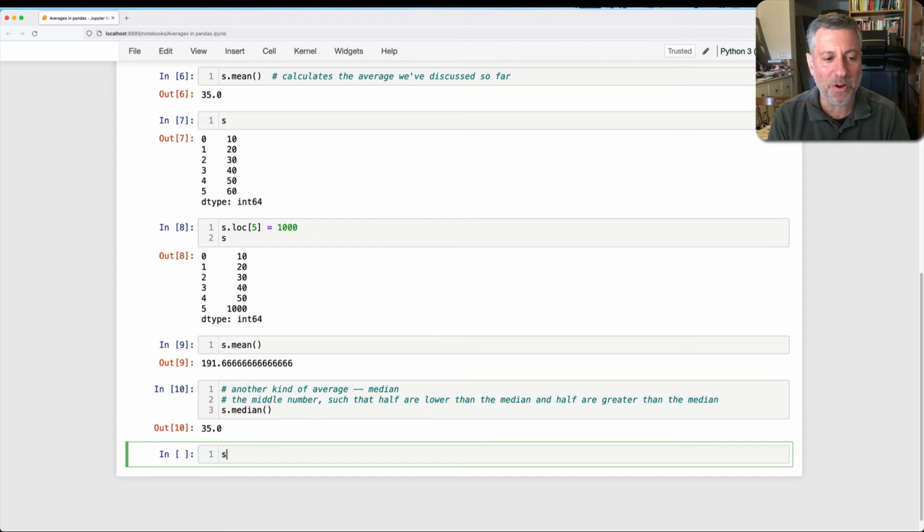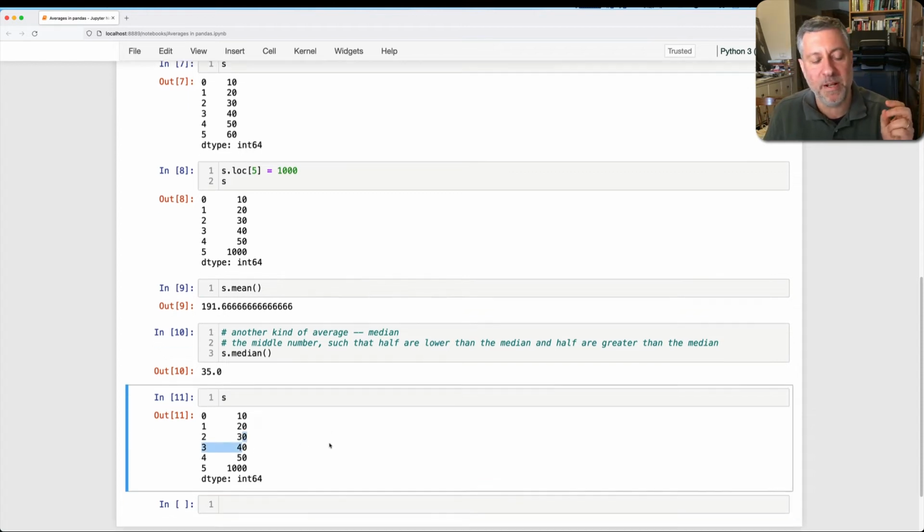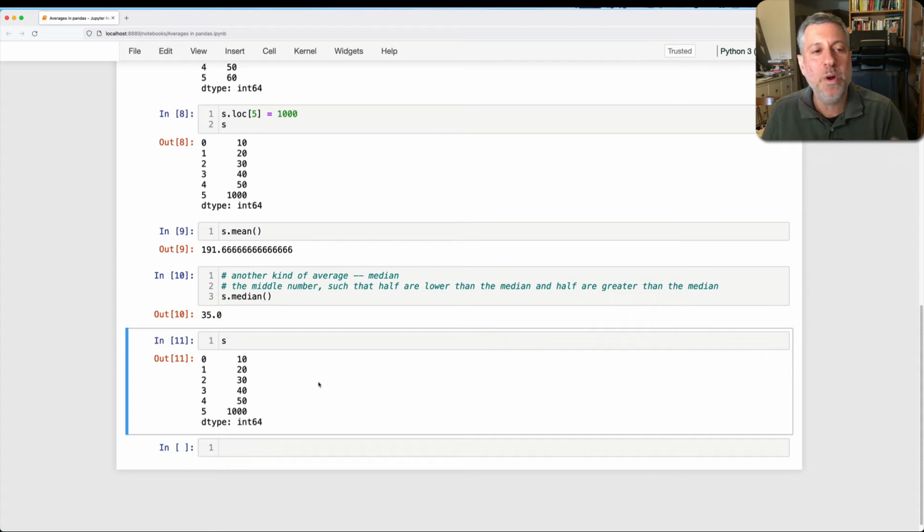Now, how did this work? Well, it said, okay, not 10, not 1,000, not 20, not 50. Oh, we have 30 and 40. And since there are two numbers here in the middle, it's just going to average them. It will get the mean of them. So the mean of 30 and 40 is 35. And I think we can agree that if I'm looking at this data set, 35 describes it better than 191.6.